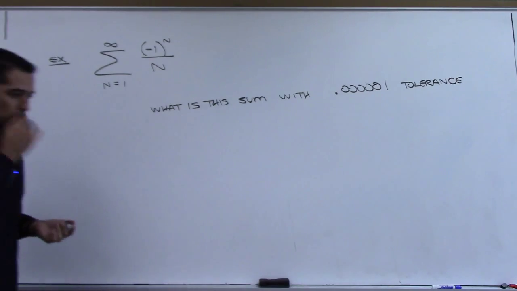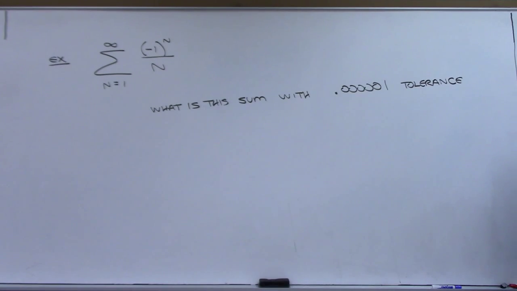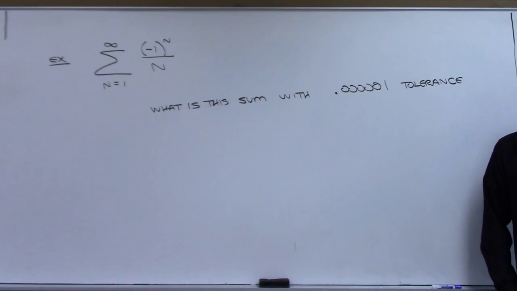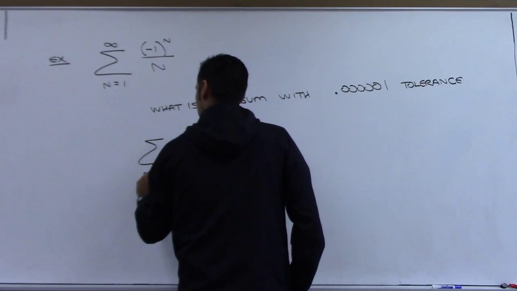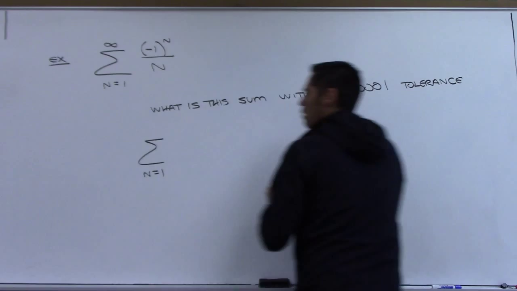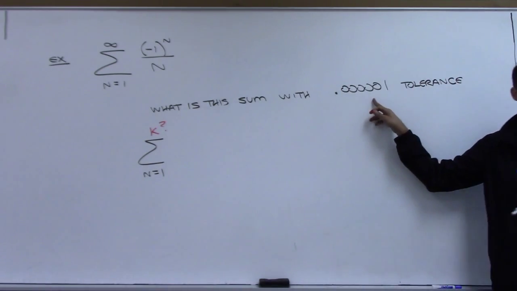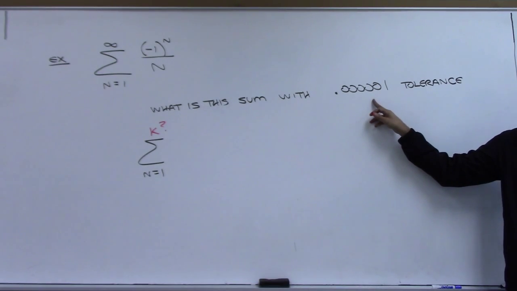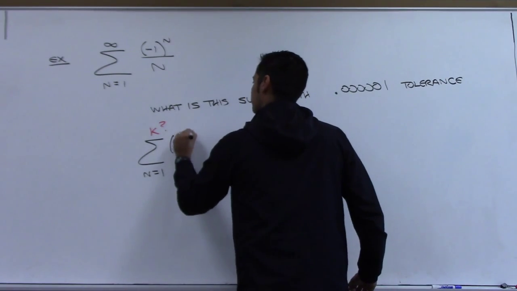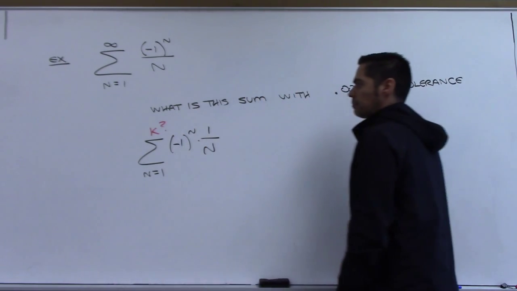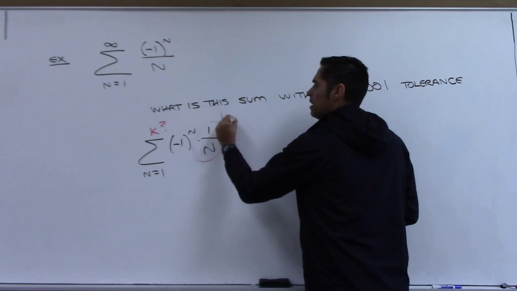So what you would do is this. You would try and figure out how far out you need to go. How much of a sum do you need to use here? The question is, at what k do I need to stop in order to get within that much? I'm going to rewrite it like that. This piece right here is our b sub n, isn't it?